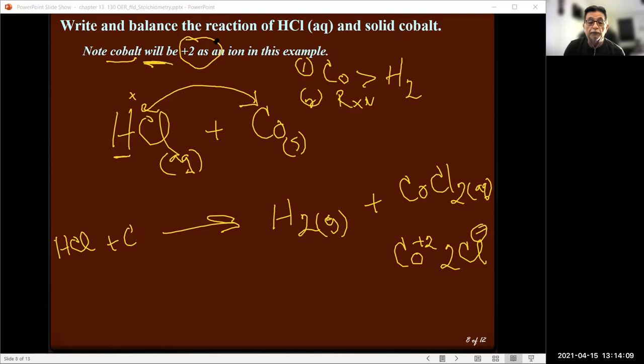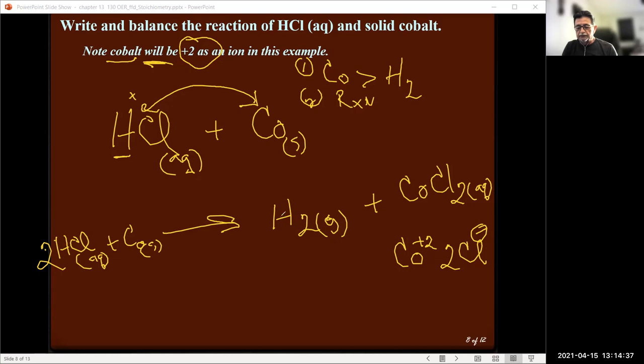Here I am putting carbon monoxide down here. Okay, solid and aqueous. Those are the states. So that's our reaction. Now we balance. We've got 2 chlorides on the right side. So if we put a 2 in front of HCl, that balances the chlorides, and that ups the hydrogen.